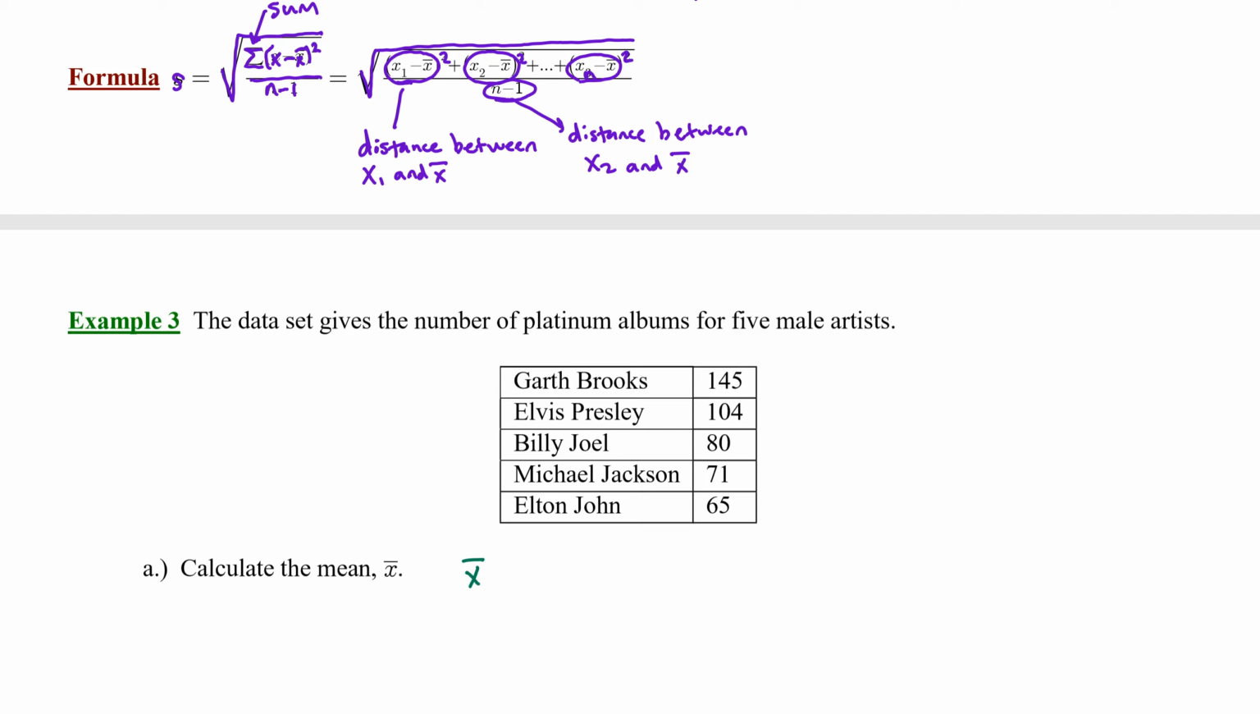So to calculate the mean represented by x bar, we add all of our data points, and we divide by how many data points we have. So it looks like we have 5 there. So make a note: n is 5 data points.